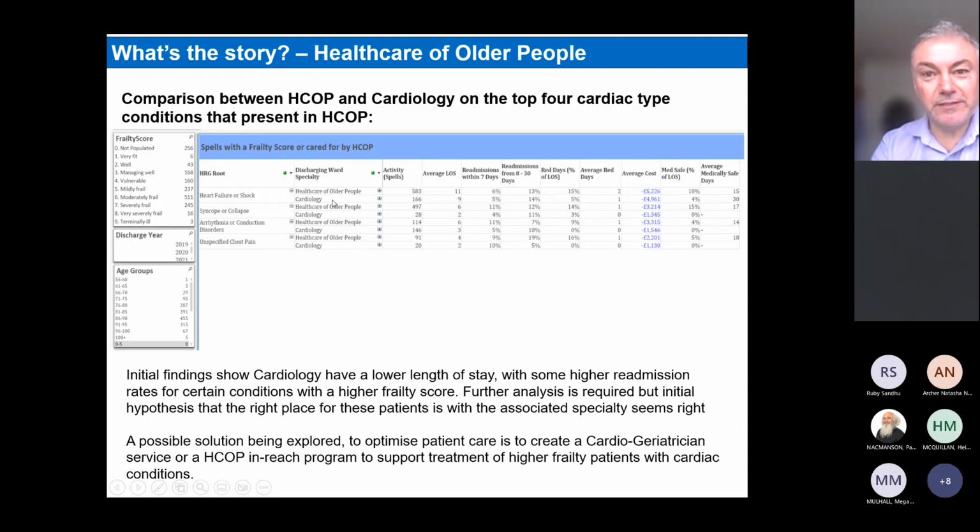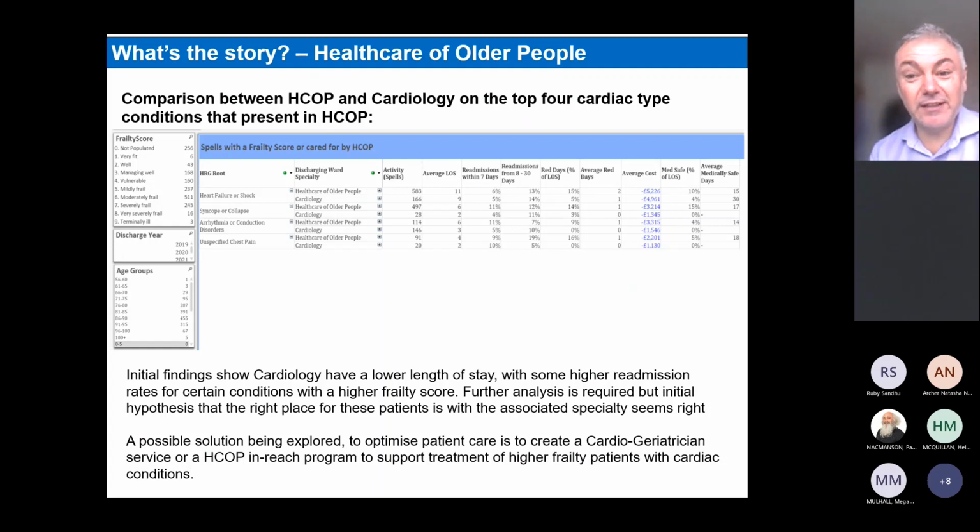And then we looked at the HCOP figures and the cardiology figures, and you can see just by length of stay for heart failure, it's 11 days versus 9 days. For syncope and collapse, it's 6 days versus 2 days on cardiology. For arrhythmia, it's 6 days versus 3 days, and for unspecified chest pain, it was 4 days versus 2 days. So massive reduction in length of stay if you've got a less frail patient in a cardiology ward than if they were on a HCOP ward.